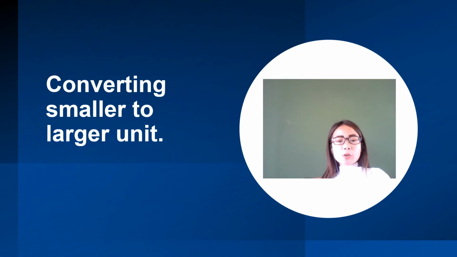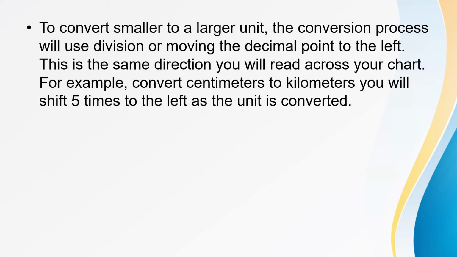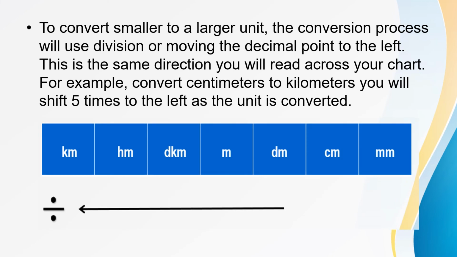Let's proceed to converting smaller to larger unit. To convert smaller to a larger unit, the conversion process will use division, or moving the decimal point to the left. This is the same direction you will read across the chart. For example, convert centimeters to kilometers. You will shift 5 times to the left as the unit is converted.